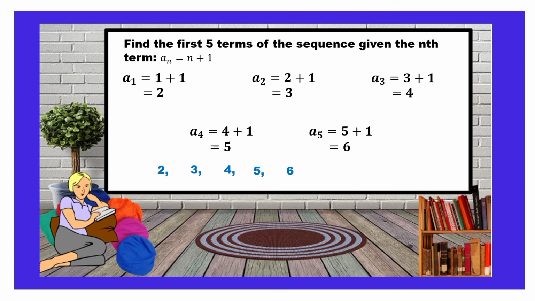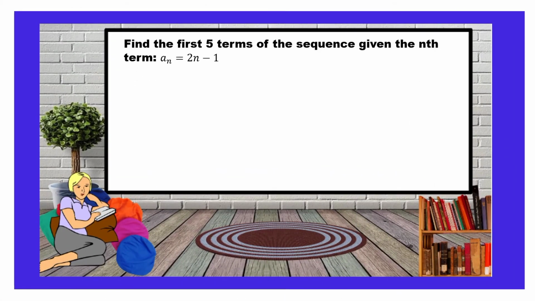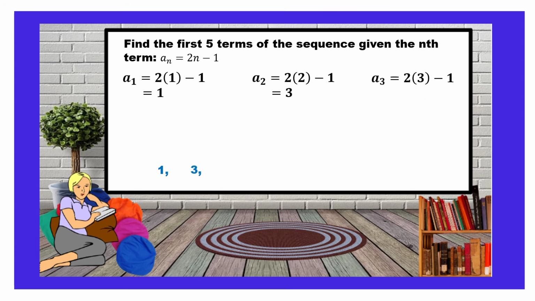Now let's have our second illustrative example. Find the first 5 terms of the sequence given the nth term a sub n equals 2n minus 1. So if n is equal to 1, we have 2 times 1 minus 1. Since 2 minus 1 is equal to 1. If n is equal to 2, we have 4 minus 1. That is 3.